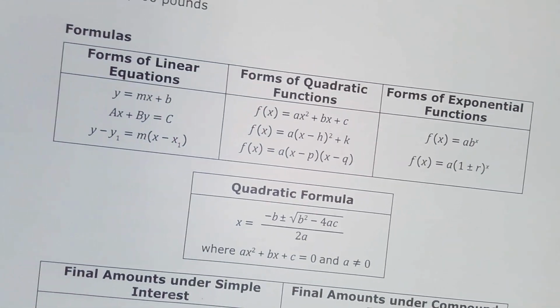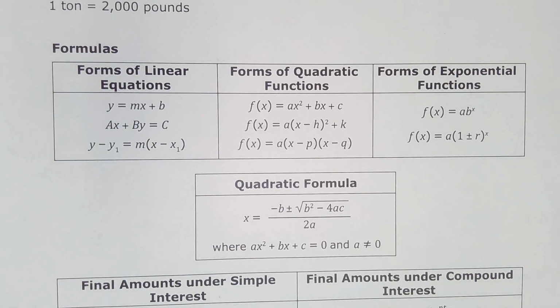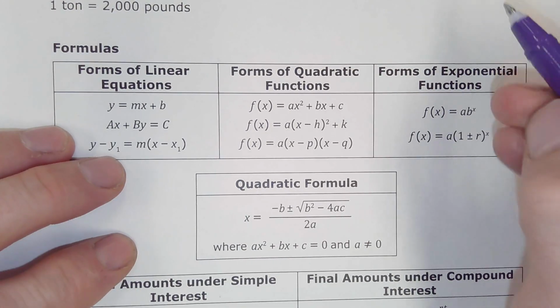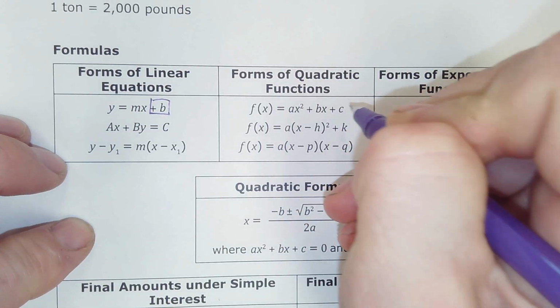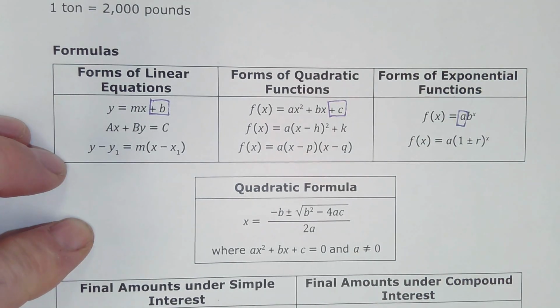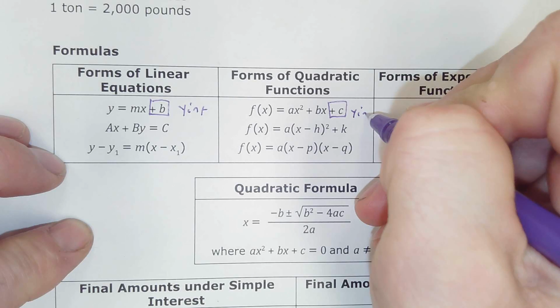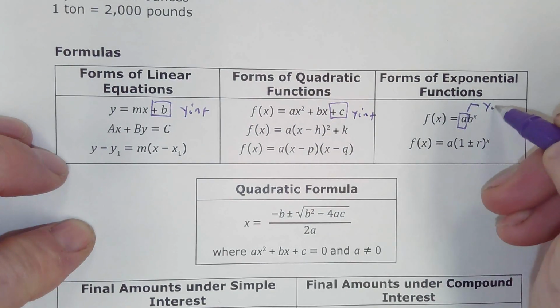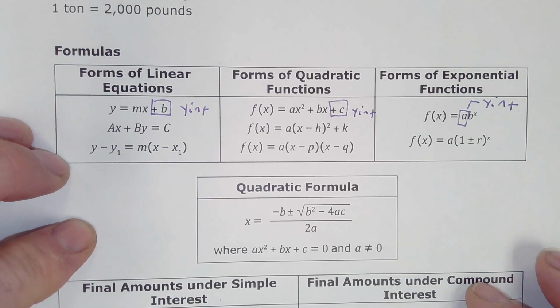Okay, so here I'm going to look at the three formulas, right? And once you sit down, the first thing you should do is identify A, B, and C, and all of those are your y-intercepts of these different functions. Okay, so A, B, and C is your y-intercept.